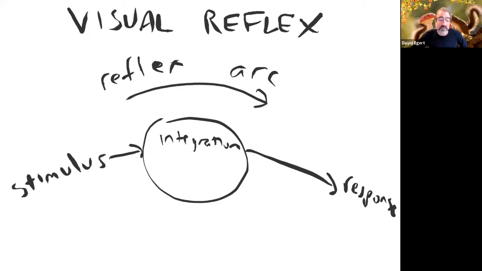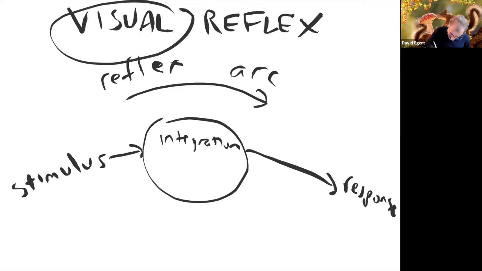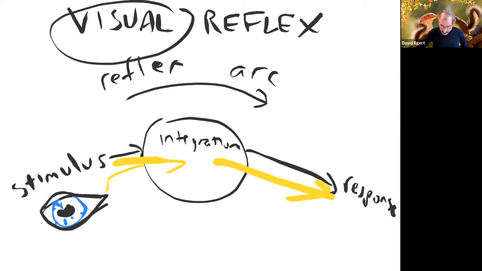So that's your classic. If it's a visual reflex, then all that means is that the stimulus is a visual stimulus, which then sends the message in, and there's some response out. So that is the definition of a visual reflex. We've seen them already, right? The pupillary reflex was a visual reflex. You shine a light in your eye and your iris constricts.